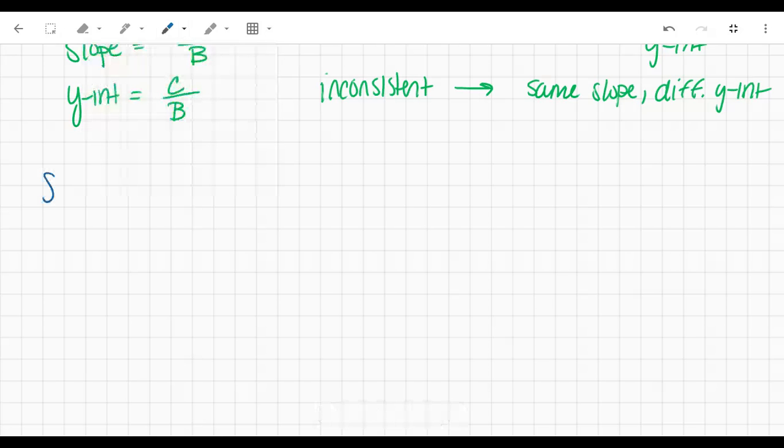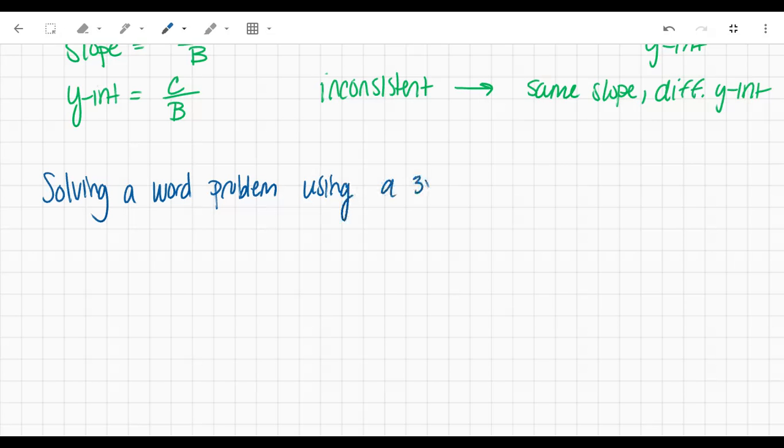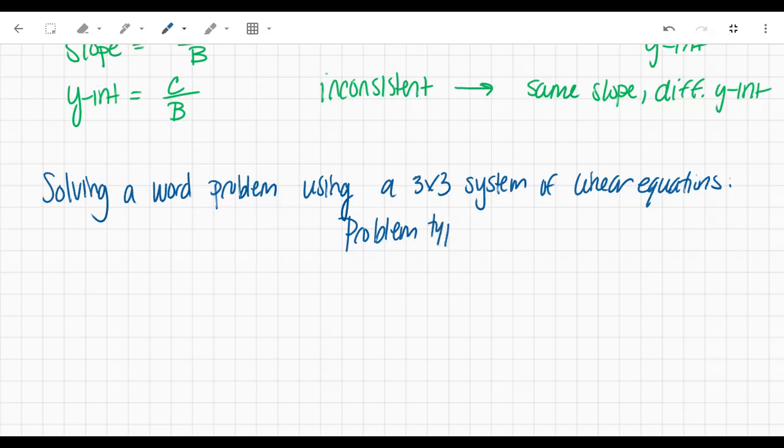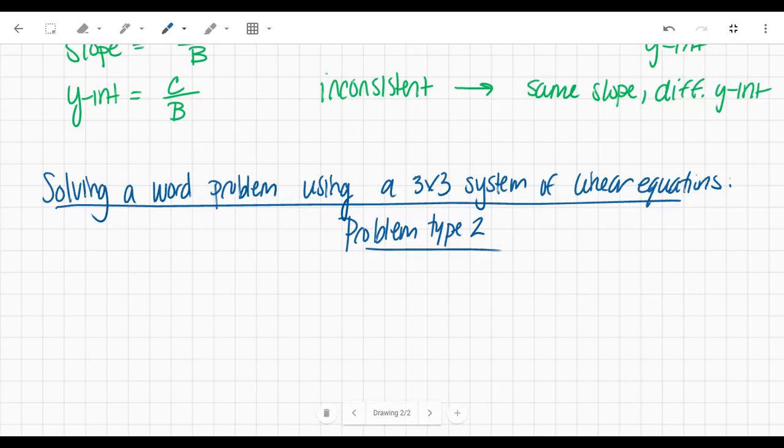Solving a word problem using a 3x3 system of linear equations, problem type 2. So we have done 3x3 systems already.